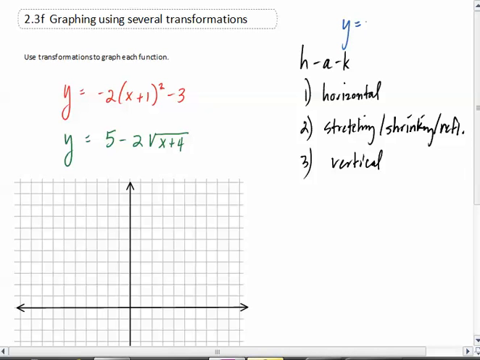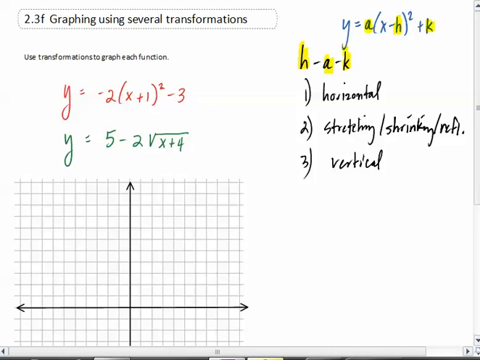Let's just take the parabola for instance. We saw that minus h squared plus k, right? These are the things I'm talking about here. The horizontal first, meaning h, and then a, and then k. Horizontal, any stretching, shrinking, reflecting, and then any vertical.